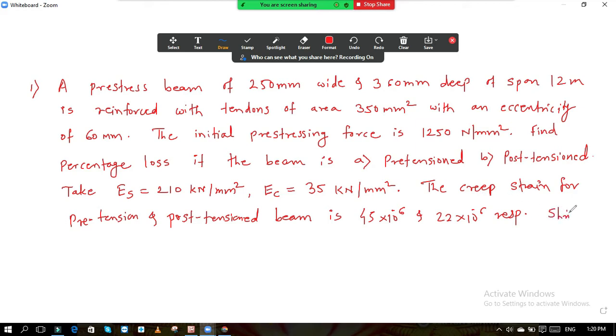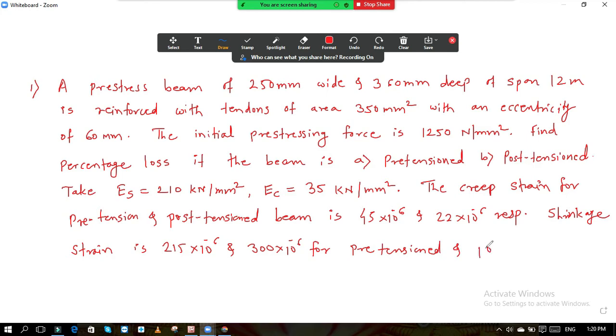Shrinkage strain is 215 into 10 raised to minus 6 and 300 into 10 raised to minus 6 for pre-tension and post-tension beam respectively. Full stop.